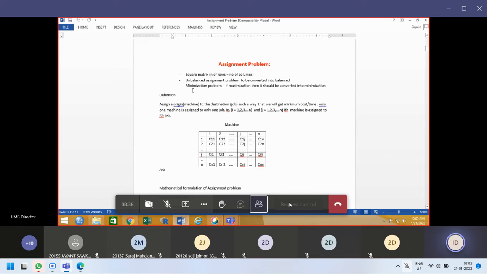The second condition is whether the given problem is a minimization problem or a maximization problem. If it is a minimization problem, as it is we have to solve. If it is a maximization problem, then it has to be converted into a minimization problem. Or sometimes they may not mention anything. In that case, we have to assume that by default the problem is a minimization problem. Is it clear? If the problem does not mention whether it is maximization or minimization, it means by default the given problem is a minimization problem, right?